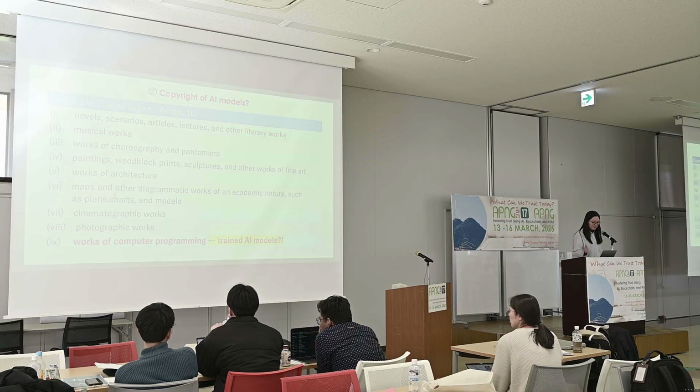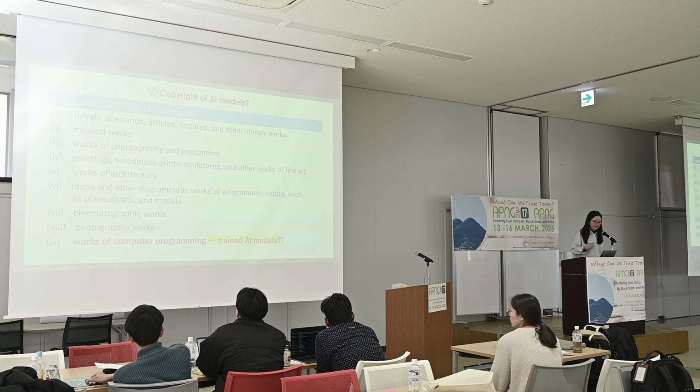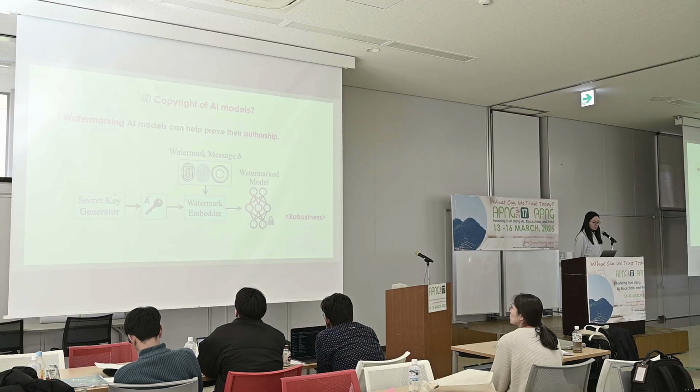So if the AI model is regarded as a program, this means the AI model can also be copyrighted under the copyright law of Japan. And if it can be copyrighted, then watermarking can be used as an approach to prove authorship. This figure shows the basic idea of watermarking. So what's that?